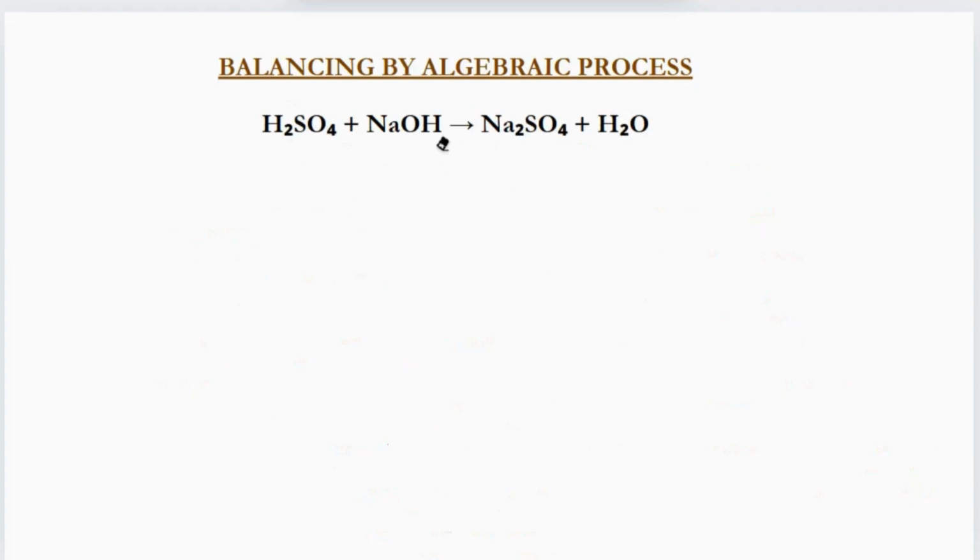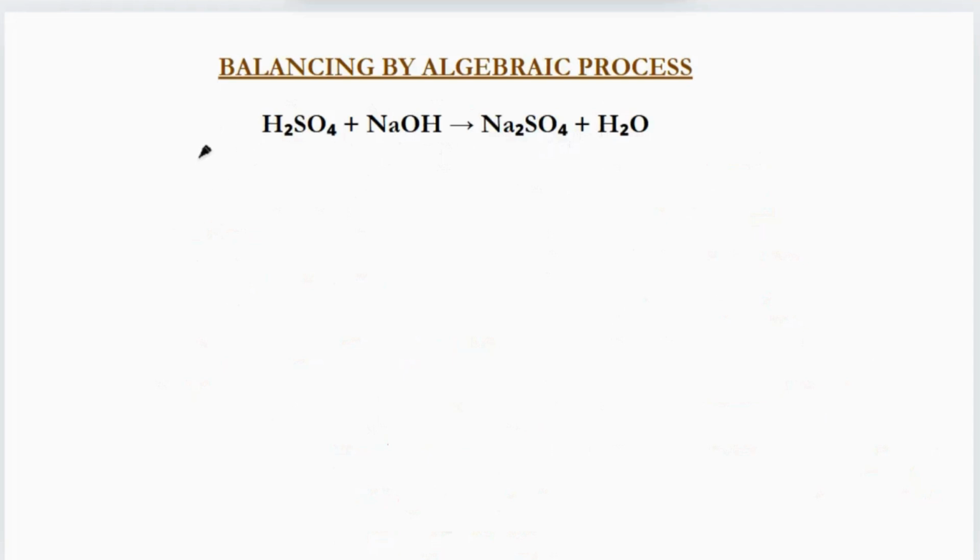Okay, this is for sulfuric acid and sodium hydroxide. This is a neutralization reaction, and it is not balanced, because in the reactant we can already see that hydrogen is 3, but in the product hydrogen is just 2. So that's the most basic clue to tell us that this is not balanced, so we have to balance it.